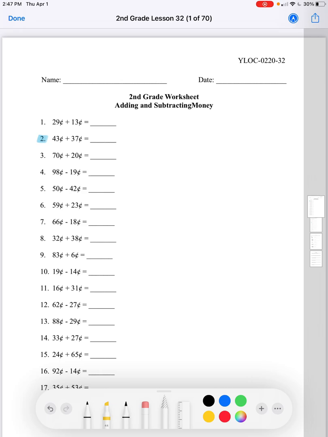So we're going to be starting with adding and subtracting money. And it's basically the same exact thing as just adding and subtracting regular numbers even if it's not money. So let's start with number 2. We have 43 cents plus 37 cents.